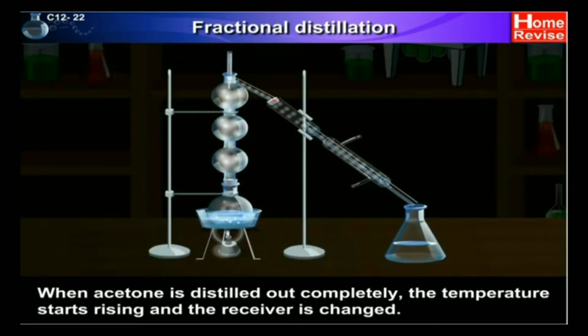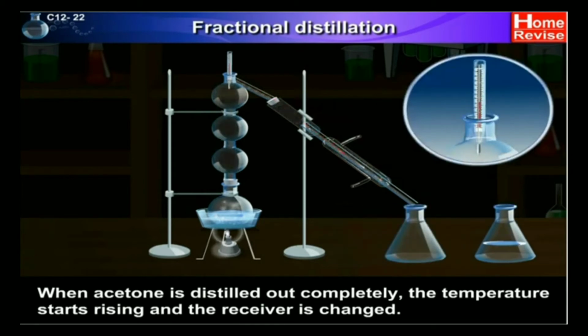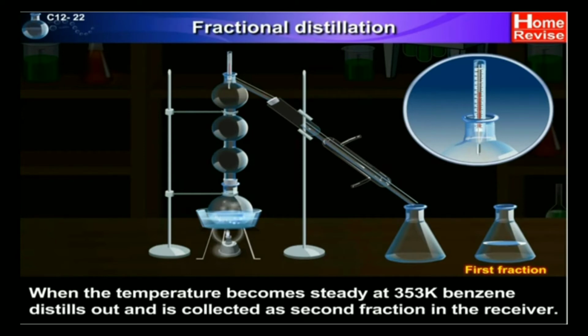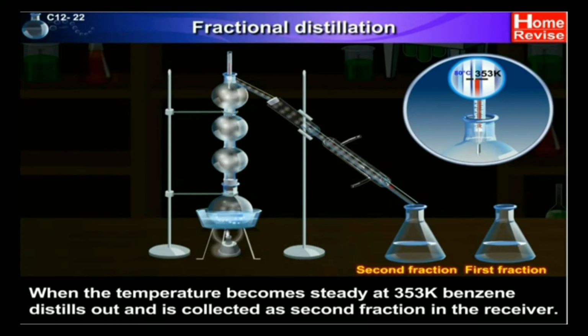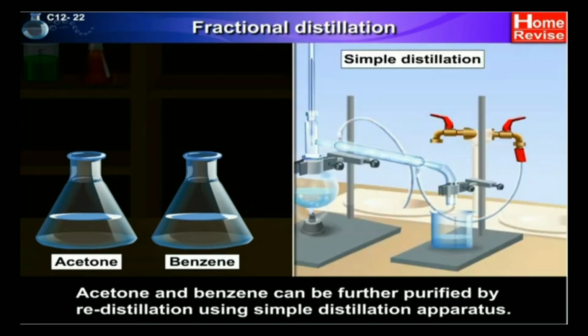When acetone is distilled out completely, the temperature starts rising, and the receiver is changed. When the temperature becomes steady at 353 Kelvin, benzene distills out, and is collected as second fraction, in the receiver. Acetone and benzene can be further purified by redistillation, using simple distillation apparatus. Let's proceed to the ninth method of separating mixtures, the melting.